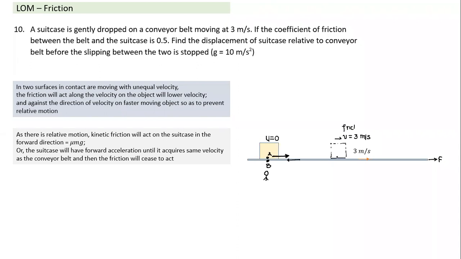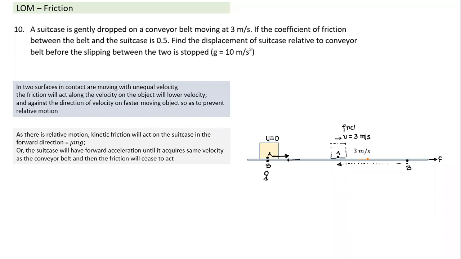But by then, what has happened? The point A has moved here. Point A has been gradually accelerated from 0 to 3. But B had a constant velocity of 3 meters per second. So this is the point B on the conveyor belt, which was initially in contact with the suitcase, and it has reached this point. So what is the displacement of the suitcase relative to the conveyor? If I look from the frame of reference of the point which was in contact, which is B earlier, the suitcase had a negative displacement of this much. The suitcase has fallen back by this distance. That's what we need to calculate here.